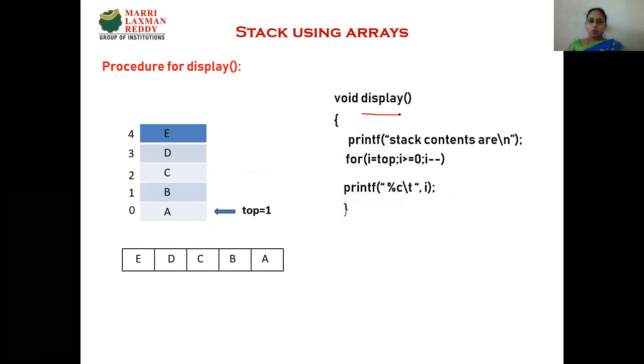And if you are going to see the code for this, first we need to print the statement as stack contents, and we need to initialize i equal to top and i greater than or equal to 0, and i should be decremented until it reaches the end of the stack, and in between that we are going to print the i values. That means it is going to print the elements in this order: E, D, C, B, A. In this order we can print the elements of the stack.